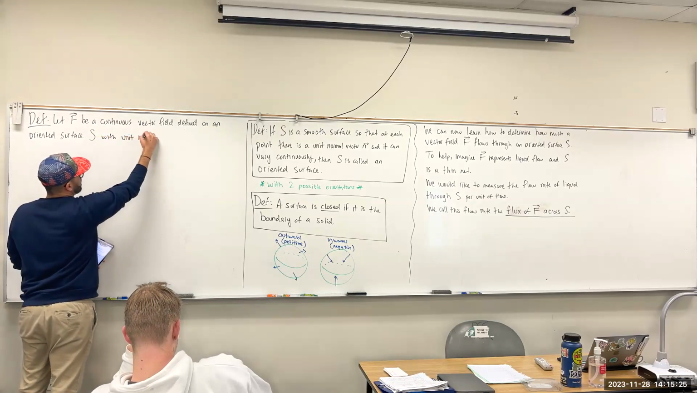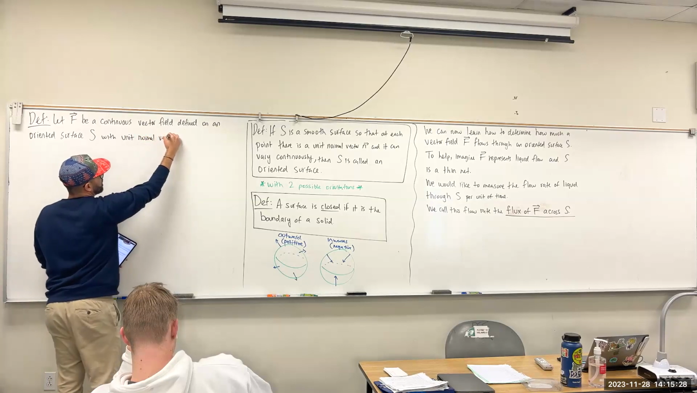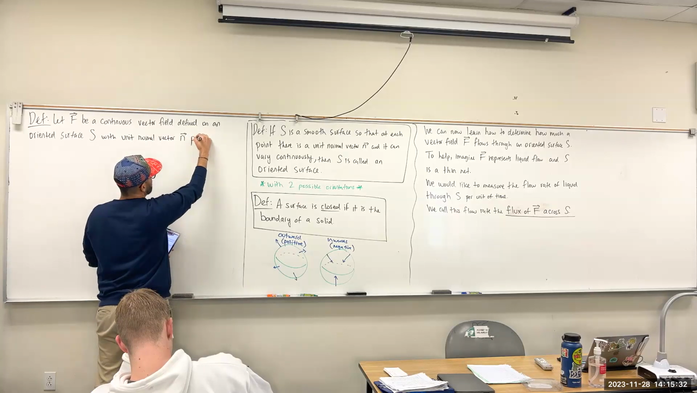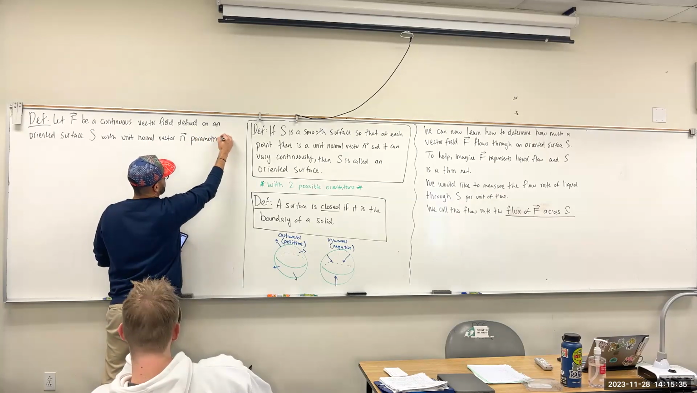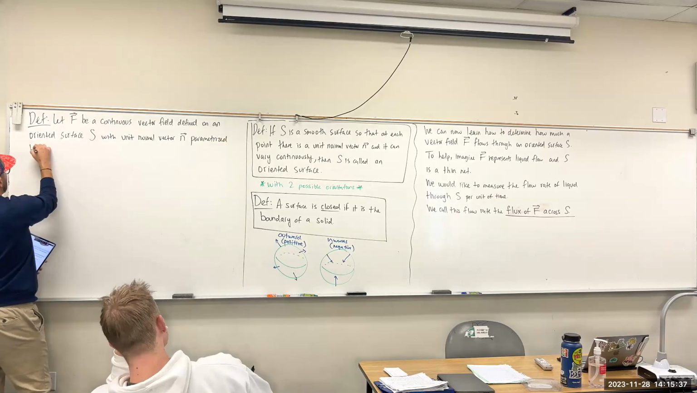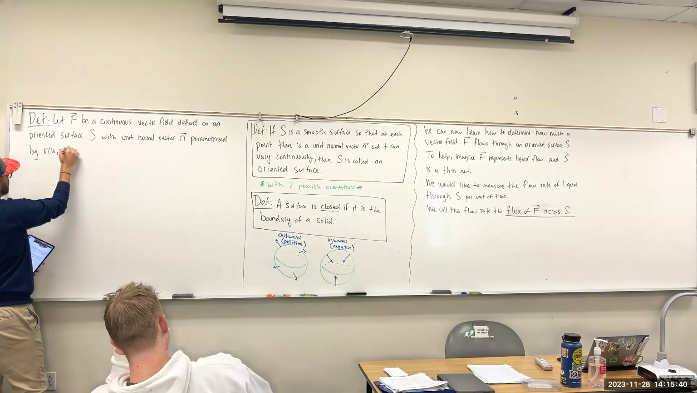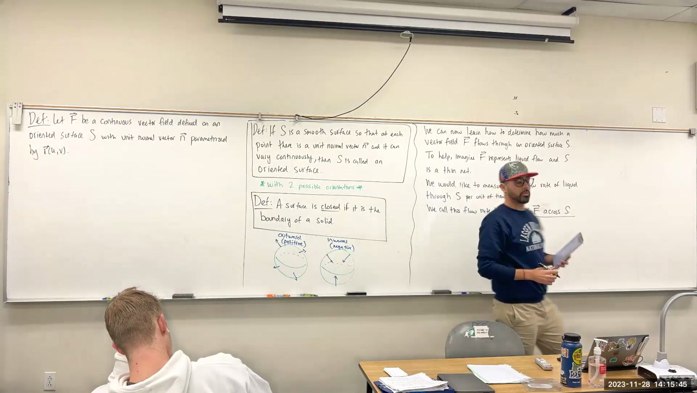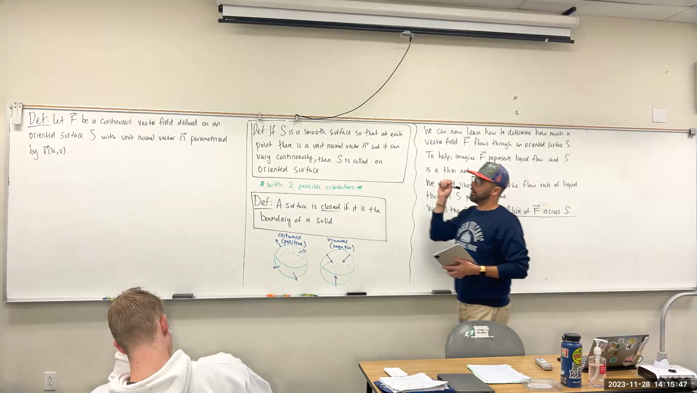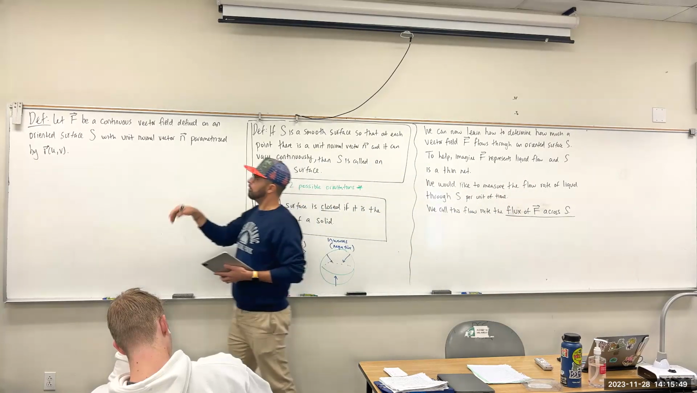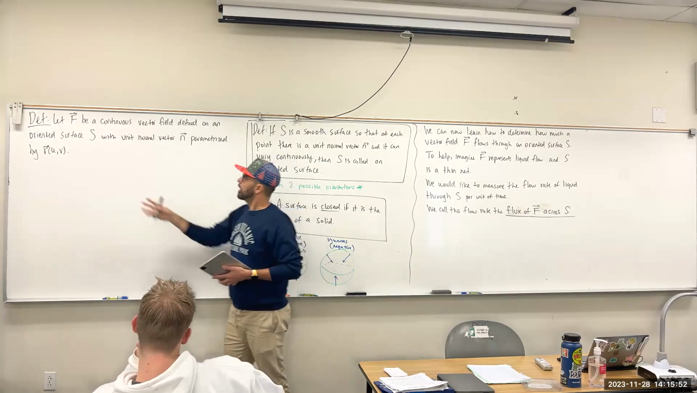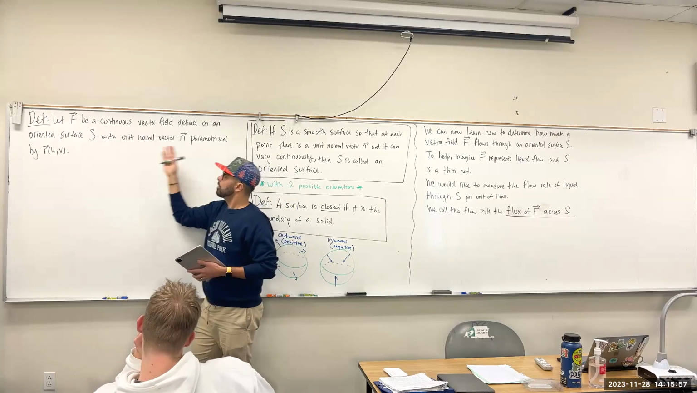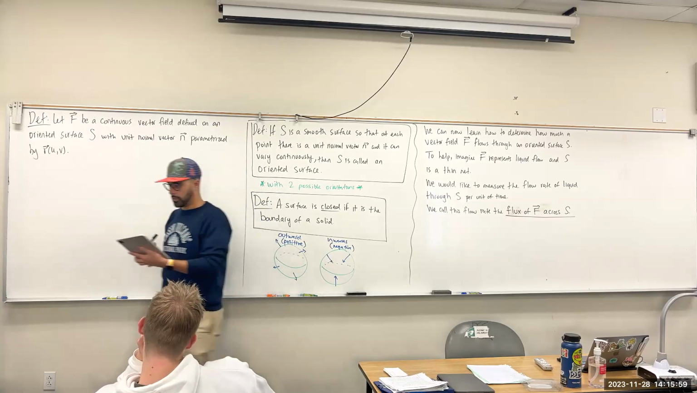with unit normal vector n, parametrized, big old definition, by R of u, v. Whew, let me stop that. There's a little bit more, but slow down. So we have a continuous vector field so that any point on the surface, you plug it into F, it'll give you a vector. And that S is oriented with some unit normal vector n, and it's parameterized by R. Right?